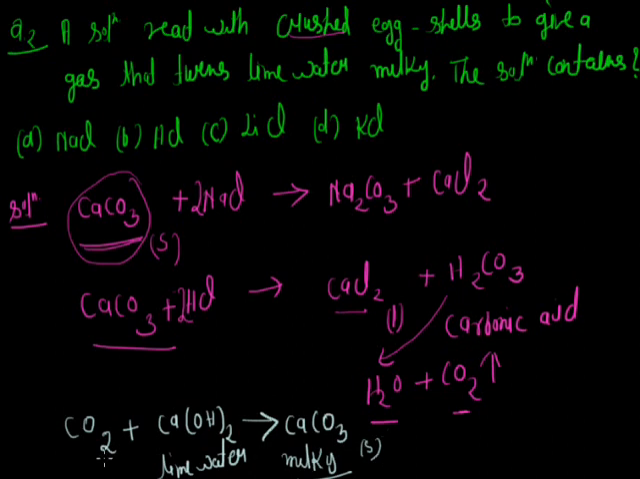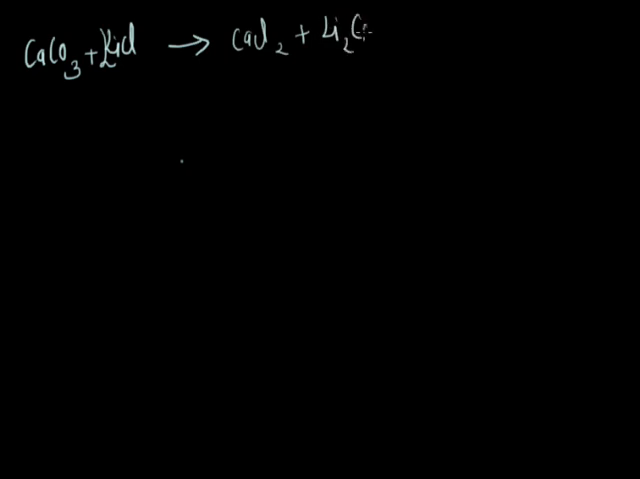So when this CO2 reacts with lime water, it gives a milky color due to the formation of calcium carbonate. So the correct answer will be HCl. Now if we take the third option, when calcium carbonate, which is white in color, reacts with LiCl, then after the reaction, what will be the product? The products are again calcium chloride and lithium carbonate. So there is no evolution of gas, and this answer is not possible.